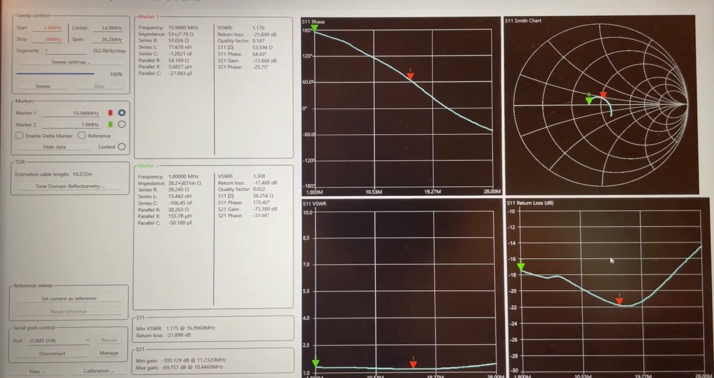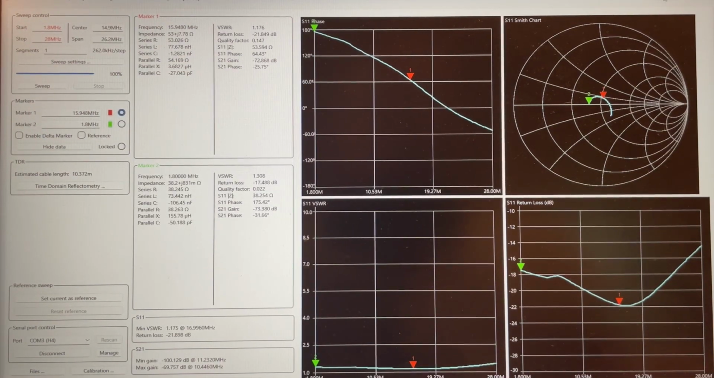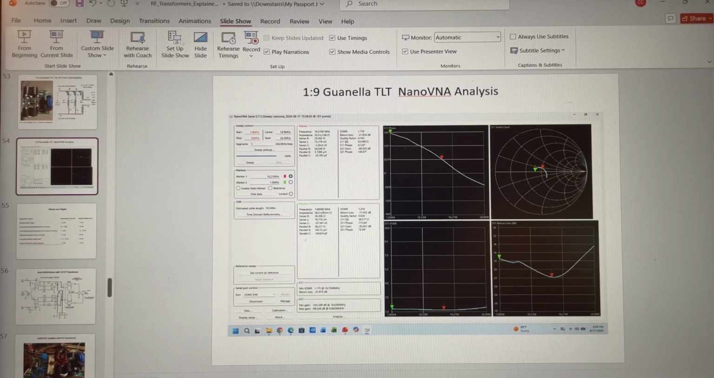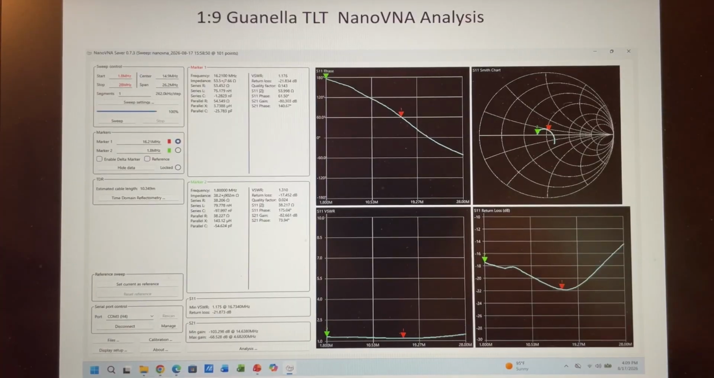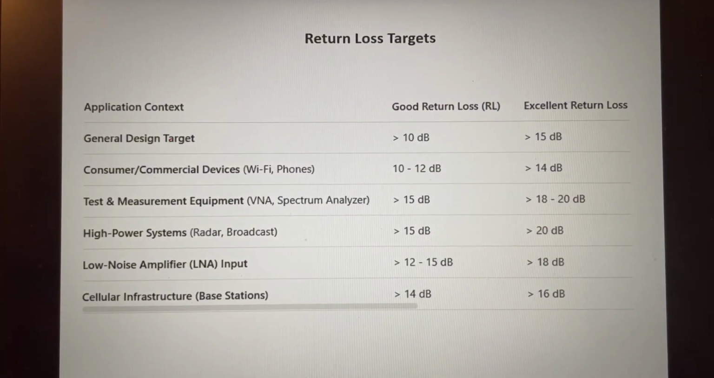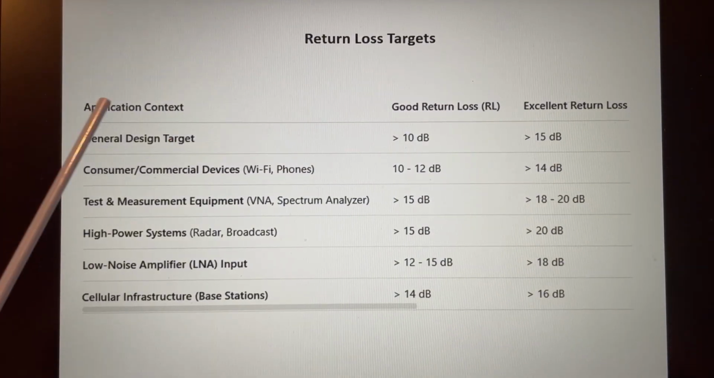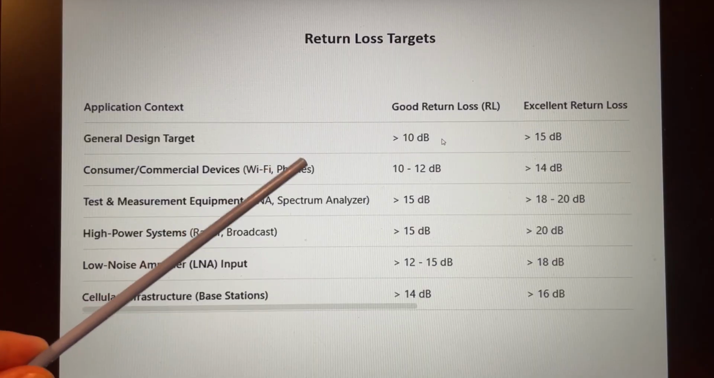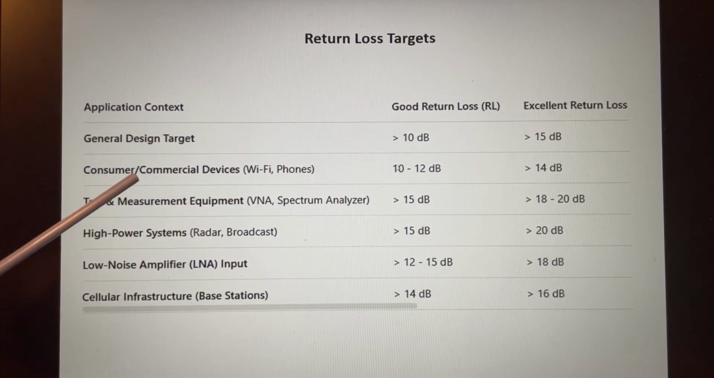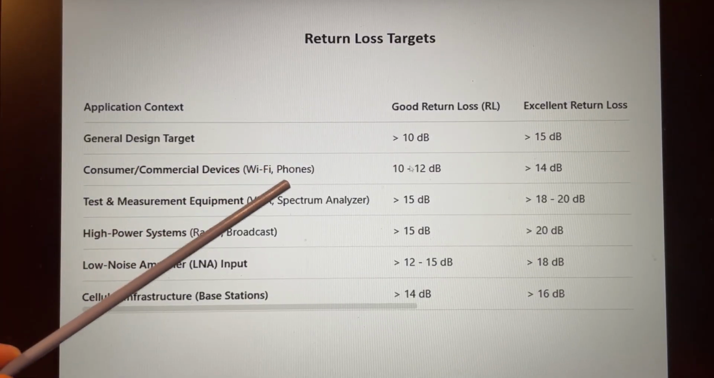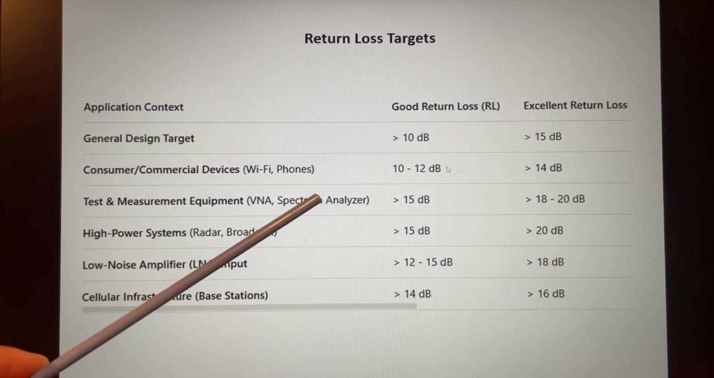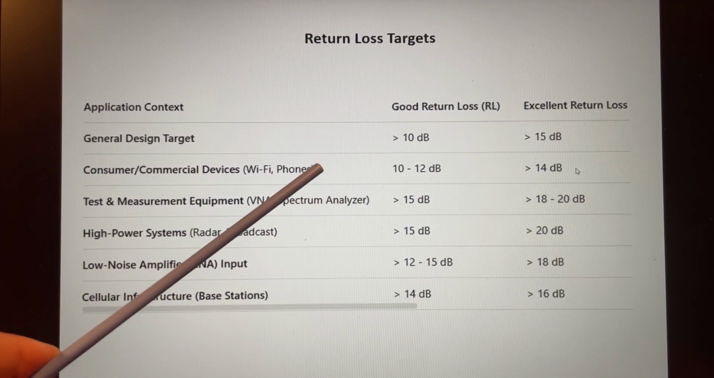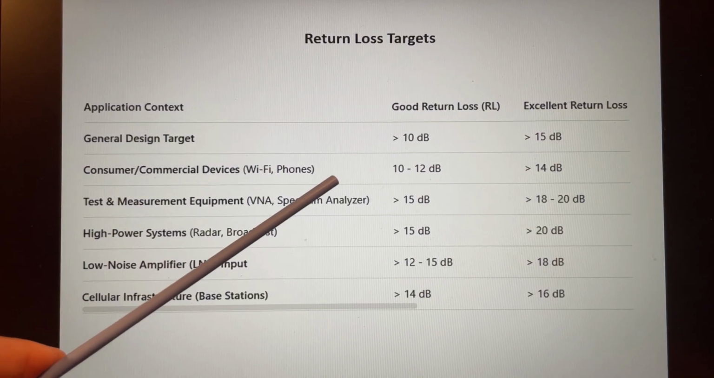Okay, so let me exit out of this. Go back to my presentation. And here's what I just mentioned. Here's some benchmarks for good designs and then excellent. So general design target would be minus 10 dB. Okay, for consumer electronics, minus 10 to minus 12. Excellent return loss would be minus 14 dB or greater.